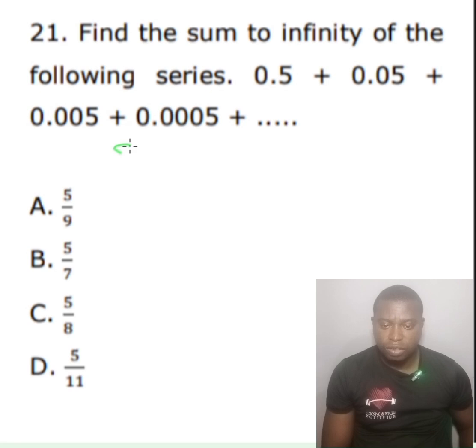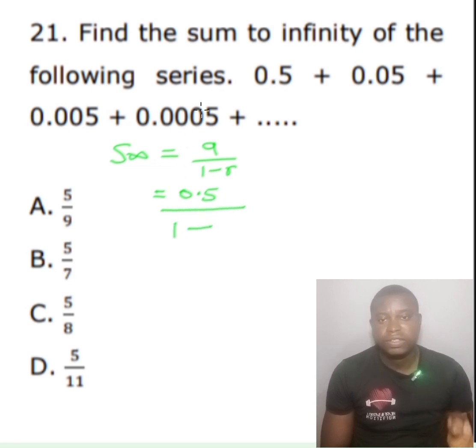The formula for sum to infinity is basically a over 1 minus r. Now, what is a? A is the first number in the sequence, and in this case, that is 0.5. So I'll do the substitution: 0.5 over 1 minus the common ratio. The common ratio is the second term over the first term, that is T2 over T1.